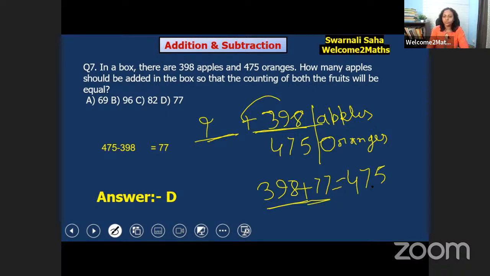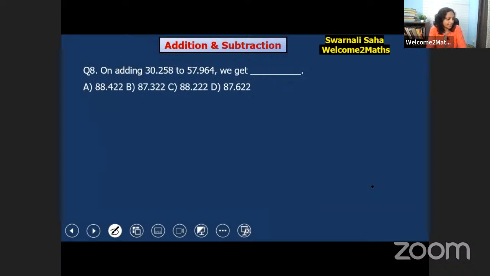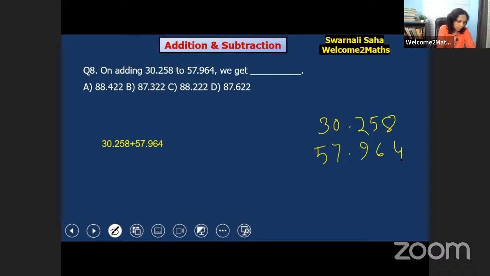Chalo, then solve the next one. Question number 8. Very good. It is 77. 77 is the right one. Option D is the right one. Now, next question on adding 30.258 to 57.964, what we get? That is the question. 30.258, 57.964. Okay.